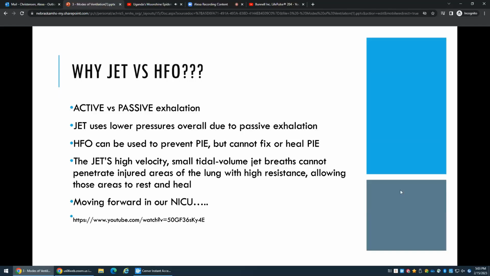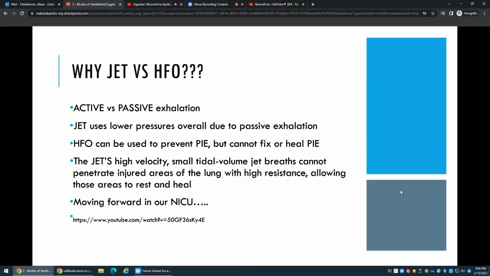Okay, why did we buy a jet? Why are we using a jet? The oscillator's been good for how many years now? Why do we want to use the jet? So the first thing is remember that active and passive exhalation. The oscillator pushes that breath in and pulls it out. What does that mean? The jet uses passive exhalation, and I'm going to tell you that that is a little bit better, but why is that better?